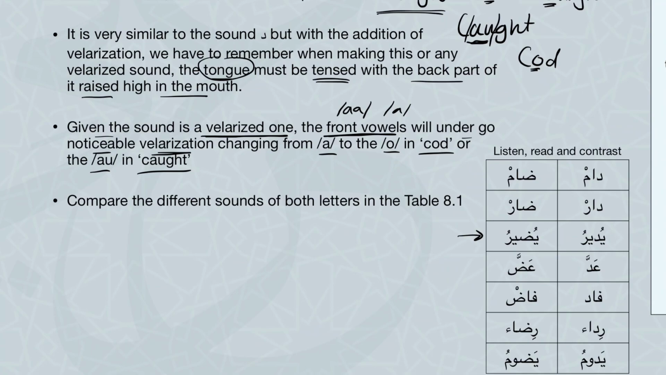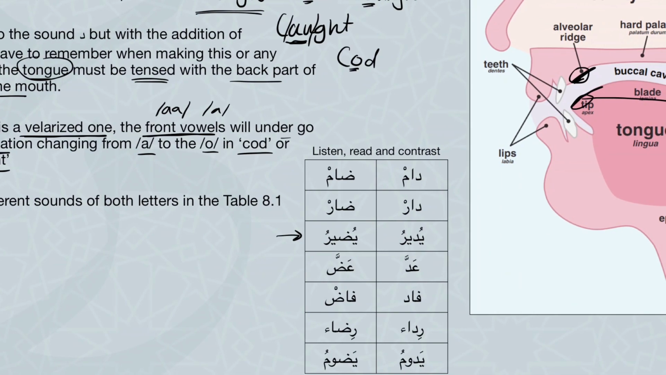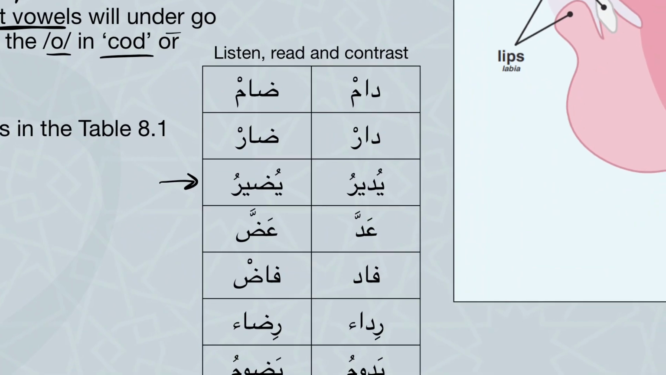Of course, this shouldn't be a very foreign concept to you who watched the previous classes, like when we spoke about the velarized letters like qaf and ta. And now we're going to talk about dad and dha. These are all velarized sounds. So let's compare the sounds of the two letters.